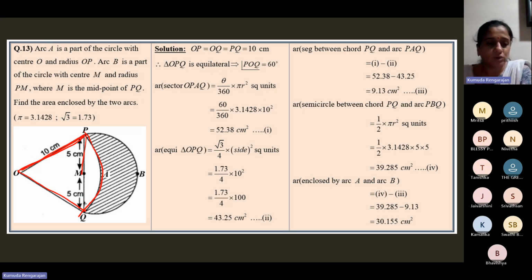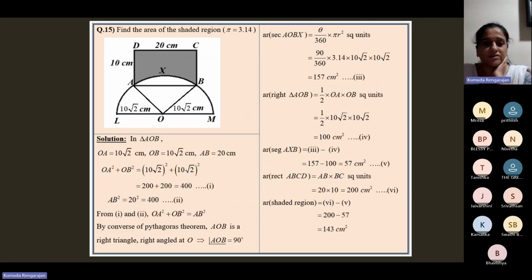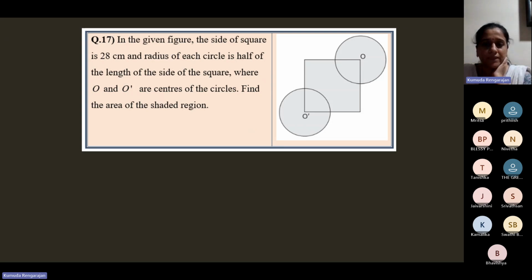So area of sector is equal to 60 by 360 into pi r square, where r is 10, minus area of the triangle. It's an equilateral triangle, so root 3 by 4 into side square. That will give you the area of this portion. Then the area of the semicircle minus the area of the segment will be the area of the shaded region. This we already did in a class earlier.